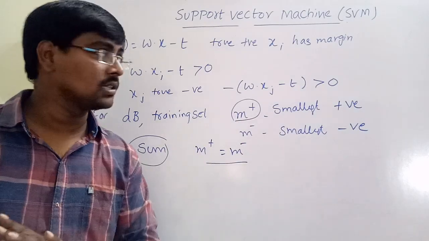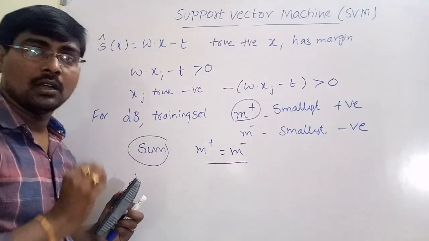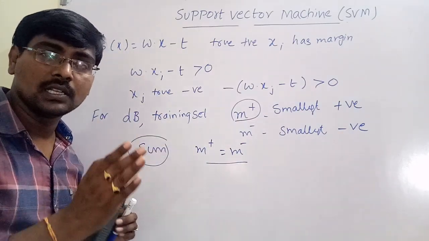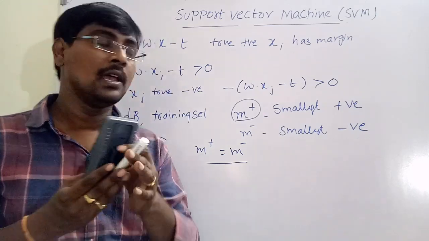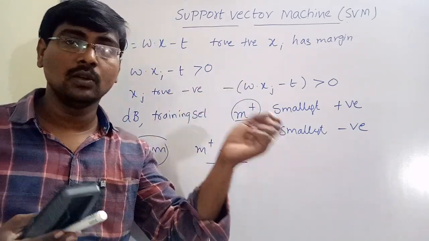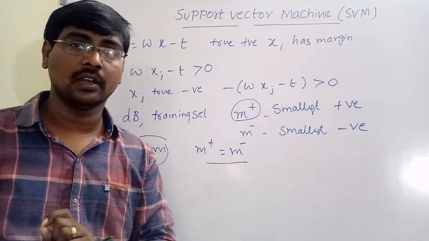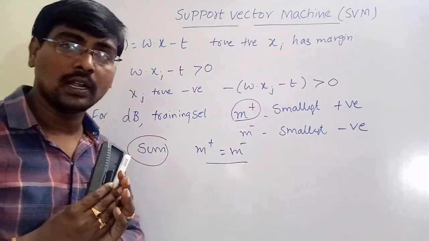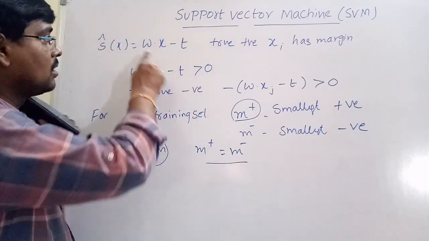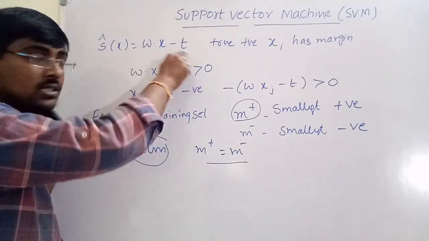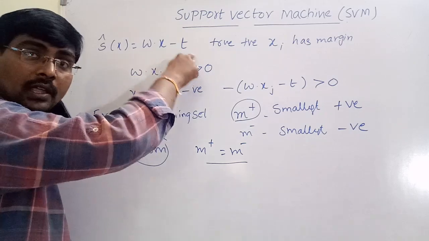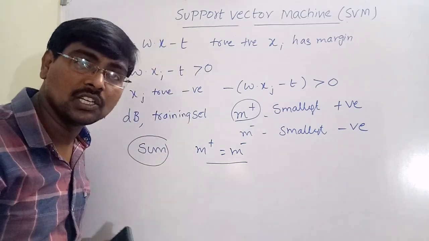Up to now what we have been discussing: how are we defining a margin? Margin is defined as C of x into S cap of x. C of x is +1 for positive and -1 for negative. S cap of x is the score assigned. For example, if the assigned score is W into x minus t. Why are we taking this? We are discussing the linear decision boundary.